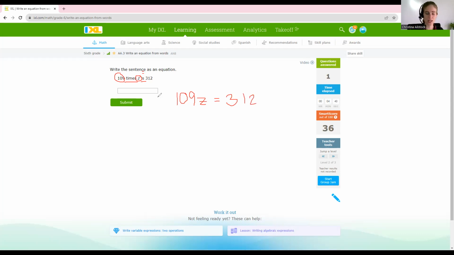And we can type that in. Make sure you're careful when you type it in. Put it all in the right order. Marked as correct.